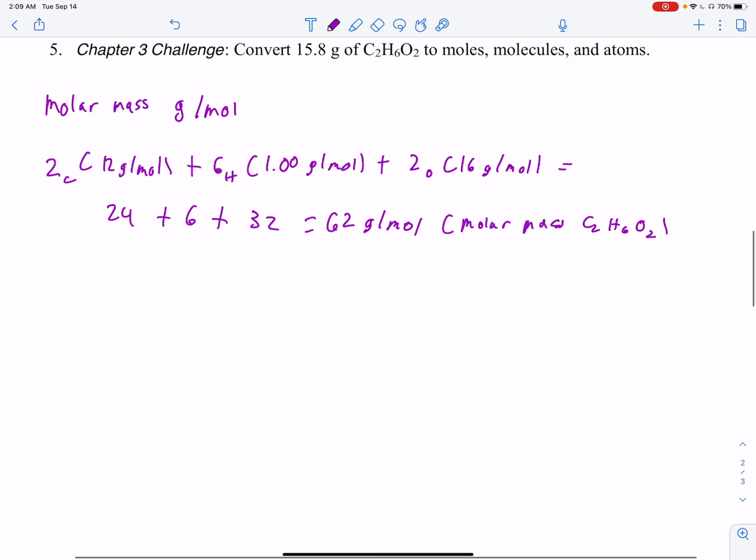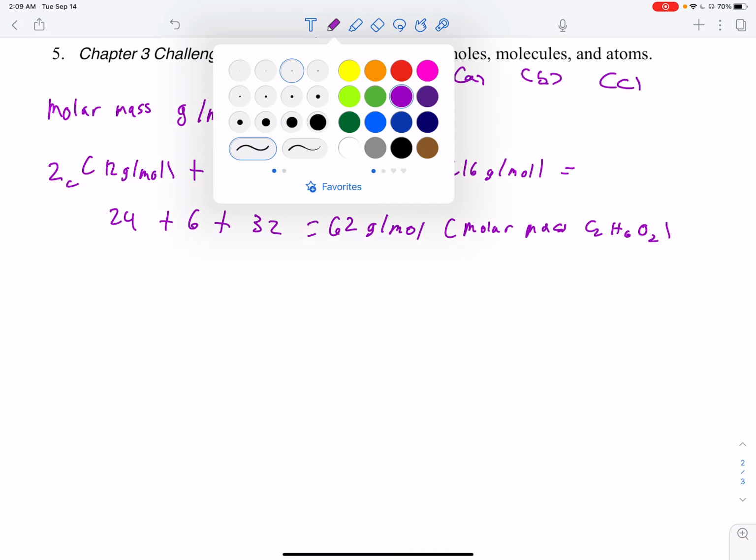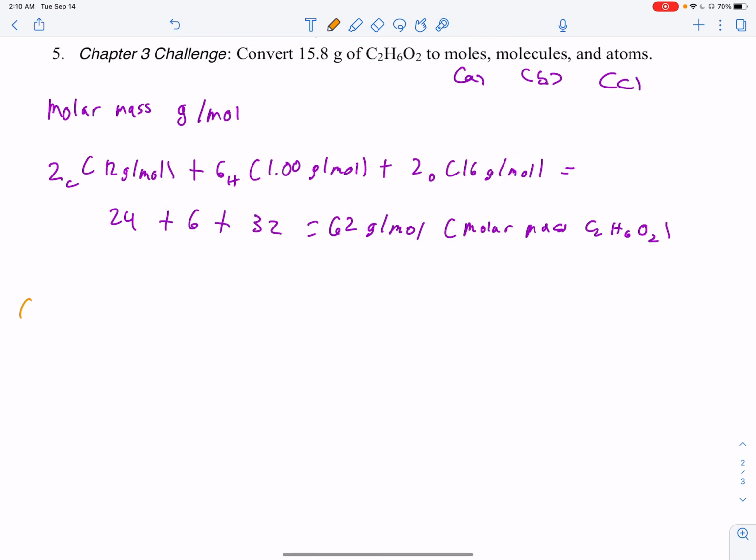Okay. So now here comes the fun. So the first thing I'm going to do, so we'll call this A, B, and C, is convert grams to moles. So that's the easiest you're ever going to have to deal with. So in letter A, we want to go from grams to moles.